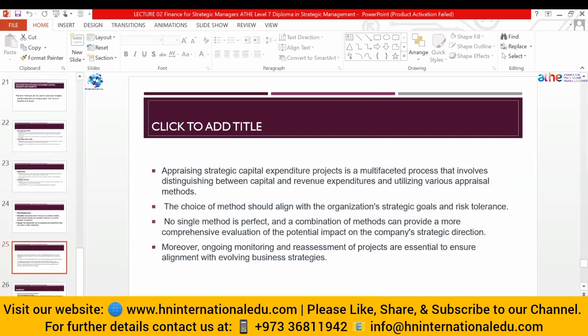Appraising strategic capital expenditure projects is a multifaceted process that involves distinguishing between capital and revenue expenditures and utilizing various appraisal methods. What it means is that both of these entities are quite important and have a significant effect in the organization, and with that it helps with the methods too, which we just did right now: NPV, IRR, and so on. The choice of method should align with the goals and risk tolerance, because sometimes the business, depending on the structure, whether it's small, medium, or large, is not able to hold up everything quite nicely. It gets difficult for them as well.